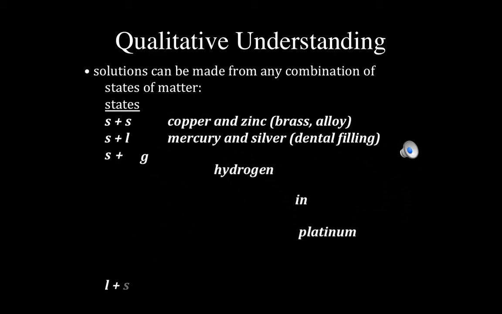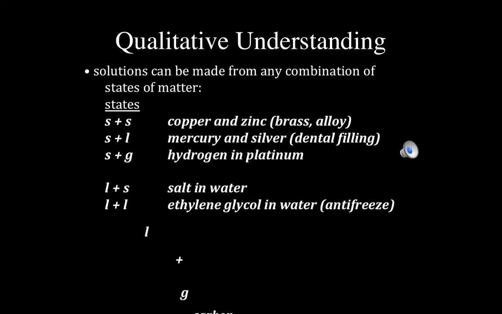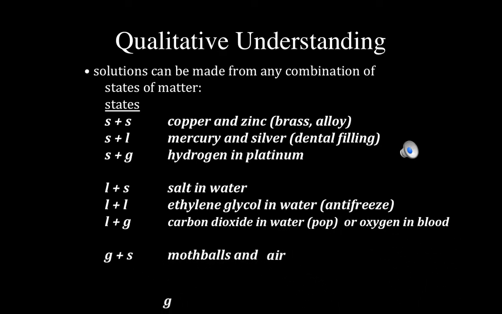Now, there are 9 combinations that give us different types of solutions. So what we're saying is we can have our solvent be a solid, liquid, or gas in all cases, and we can have our solute be a solid, a liquid, or a gas. So solid and solid means to get copper and zinc, you would have to heat them up to the point where they melt and stir them together and then cool them carefully to have an alloy.